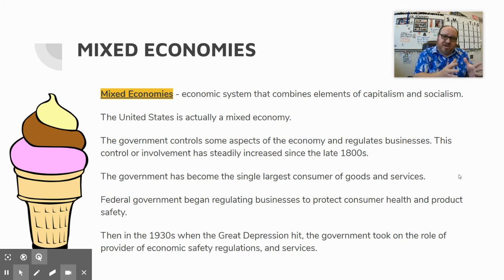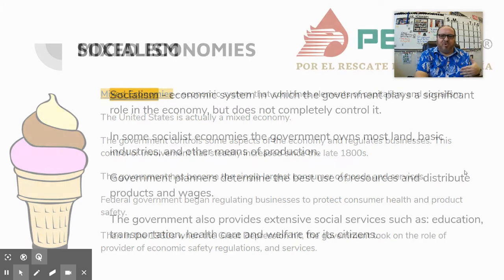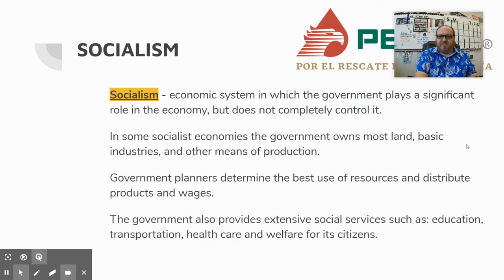Then the 1930s come along, the Great Depression, and people start asking the government to make even more regulations on economics, on the banking industry and the markets. Okay? And so the government took on the role of being a provider of economic safety, a regulator, and a provider of services, all because the people asked for it. So government has become more and more involved because people ask for it. Okay? So that brings us to what is socialism.